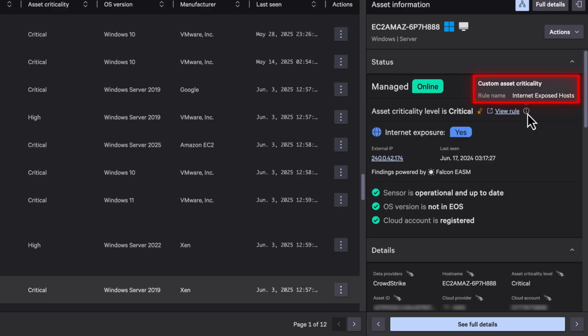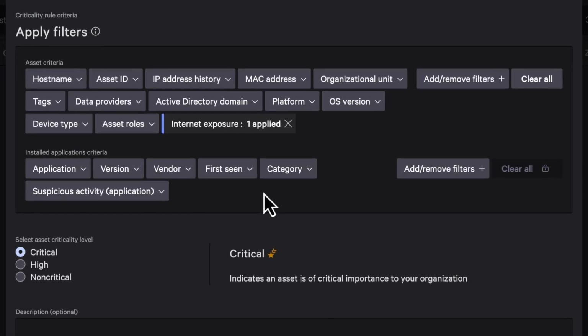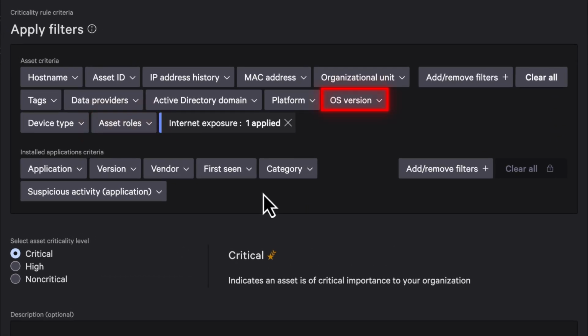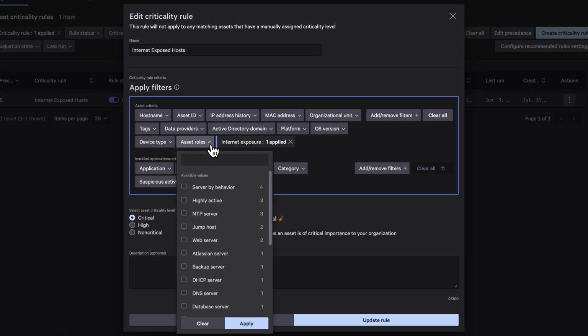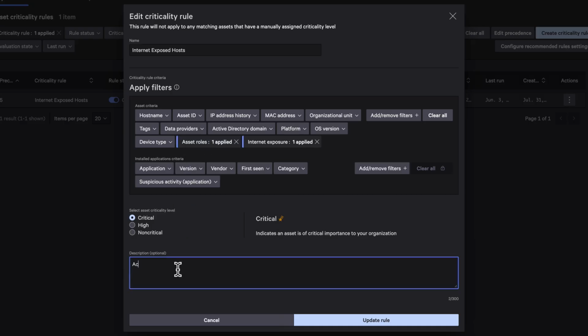This asset's criticality was assigned using an automated user-defined rule. Using rule logic, define rules leveraging filters based on asset role, OS version, internet exposure, and more. To adjust, simply click Edit Rule and apply filters that reflect your business context. Once saved, the rule applies automatically to all matching assets. Now and in the future, it's consistent, repeatable, and far more scalable than manual tagging.